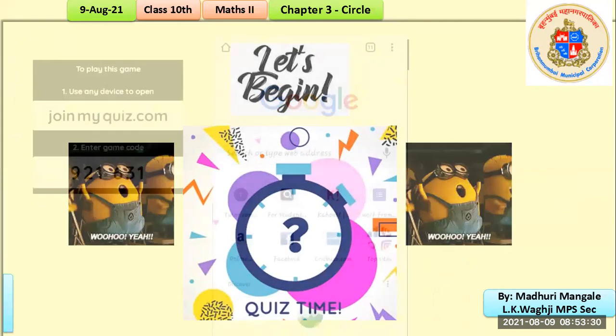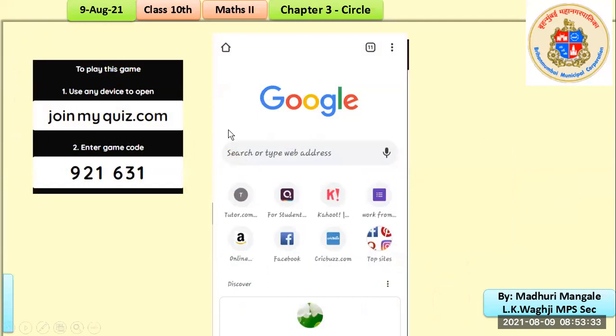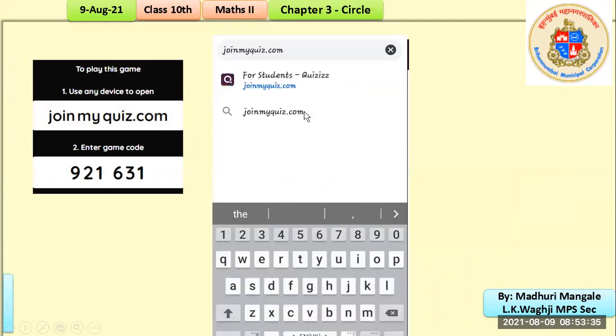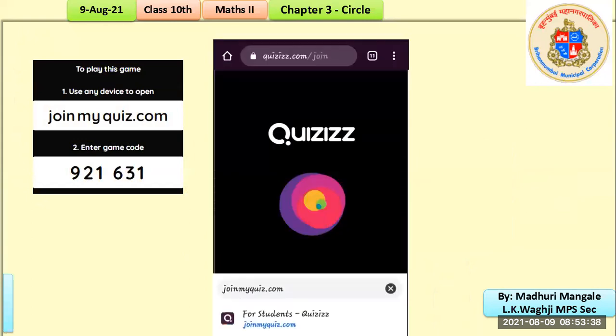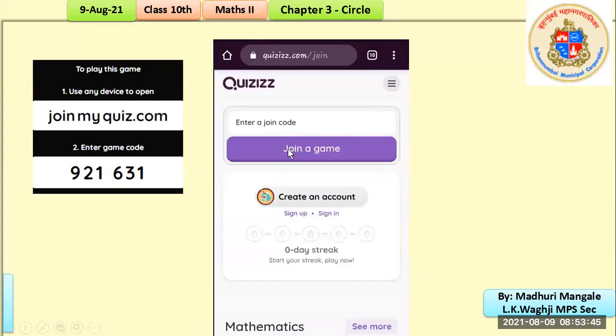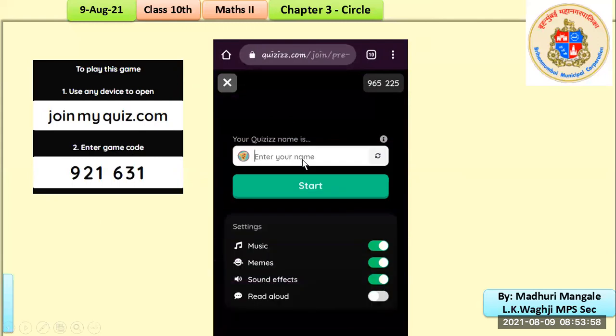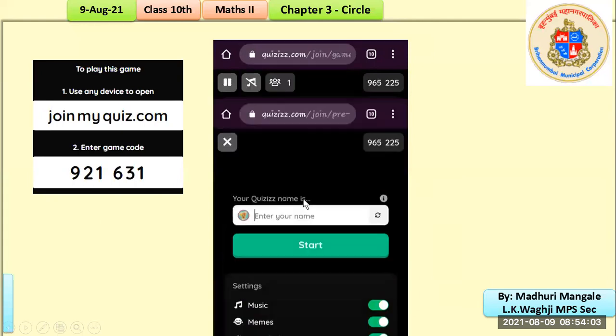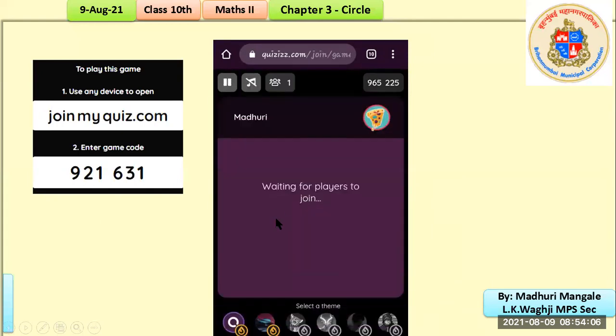Follow the instructions. So you need to go to Google, open any web page, go to Google and type in joinmyquiz.com. Okay, and once you enter you will get this link, quizzes.com for students. Click on it and select join. Okay, so you will be prompted to enter the join code. This is the code here, you see it on the screen. It's 921631. Enter this code and click on join a game. It will ask for your name. Write your name with the school name and click on start. Okay, you will be here waiting for other players to join.